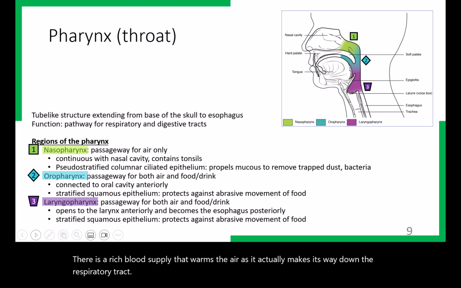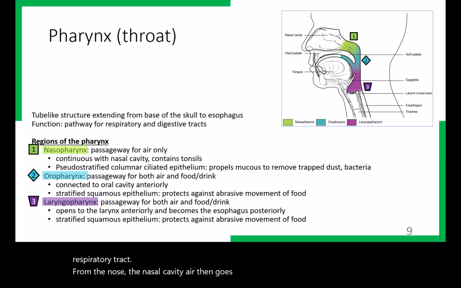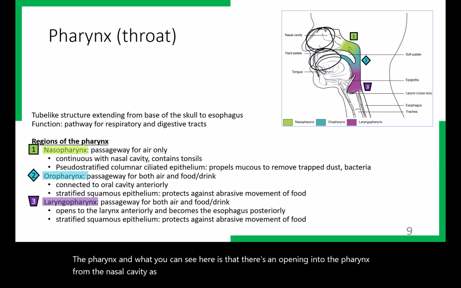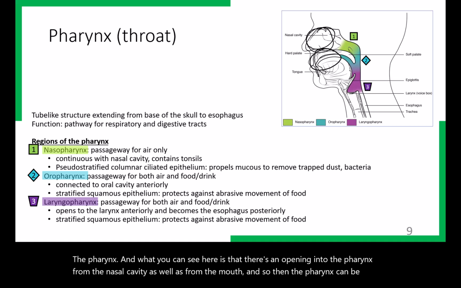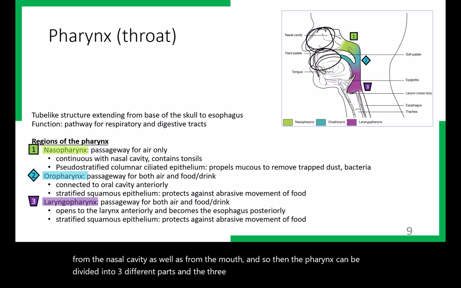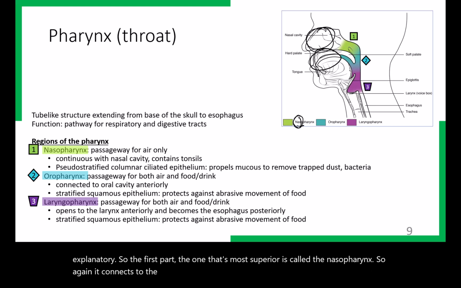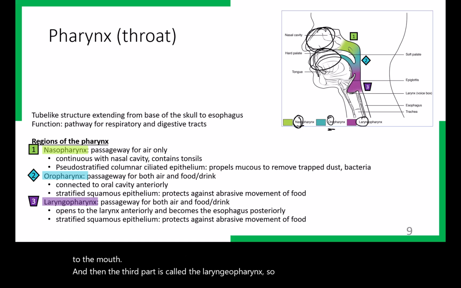From the nose, the nasal cavity, air then goes into the pharynx. And what you can see here is that there's an opening into the pharynx from the nasal cavity as well as from the mouth. The pharynx can be divided into 3 different parts, and when you look at them, they are self-explanatory. The first part, the most superior, is called the nasopharynx. So again, it connects to the nose. The middle part is called the oropharynx, so it connects to the mouth. And the third part is called the laryngopharynx, so it connects to the larynx, right?